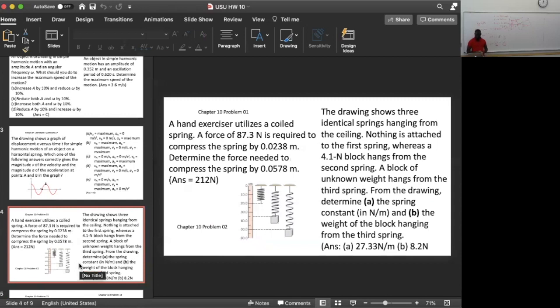It says a hand exerciser utilizes a coiled spring. A force is required to compress the spring by a given amount. Determine the force needed to compress the spring by 0.0578. So the first thing to do here is to get the spring constant, okay? Let me see if I can zoom in a little bit so you can see me better. So I'll wipe this off.